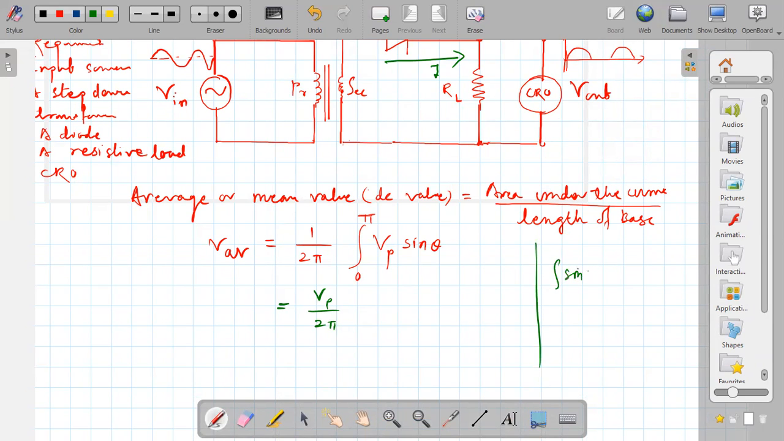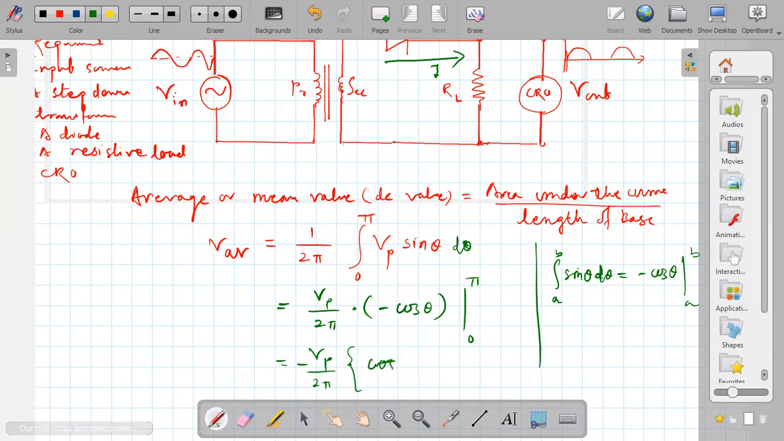What is the integration of sine theta d theta? Yes, dear students, minus cos. Suppose the initial point is A and the final point is B, then I have to take the limits A to B. Now see, Vp upon 2 pi into minus cos from 0 to pi. I will write minus in bracket cos theta. Can I write like this? See carefully, I am taking the minus sign out of this bracket.